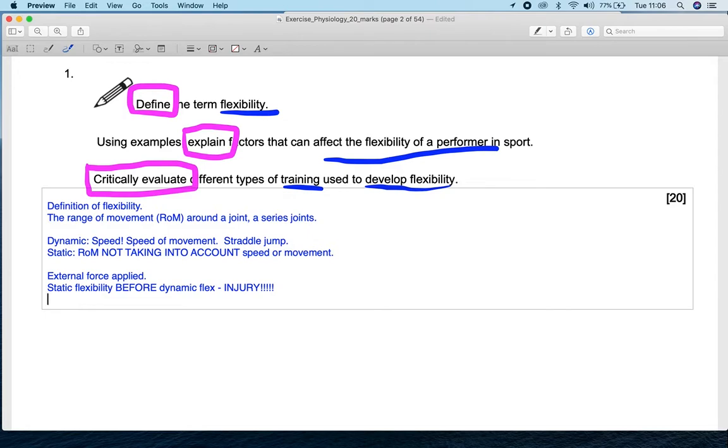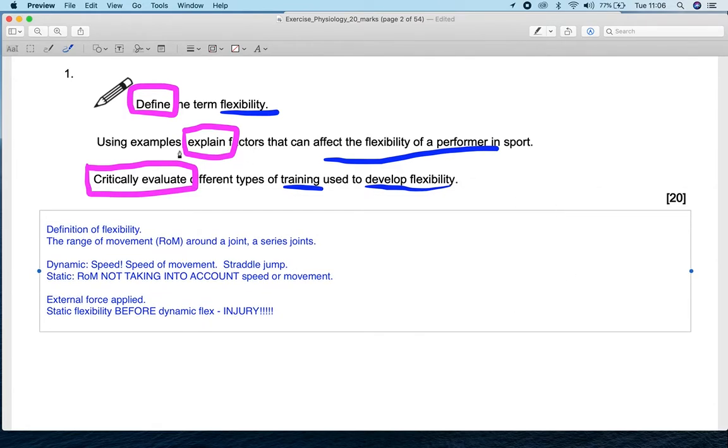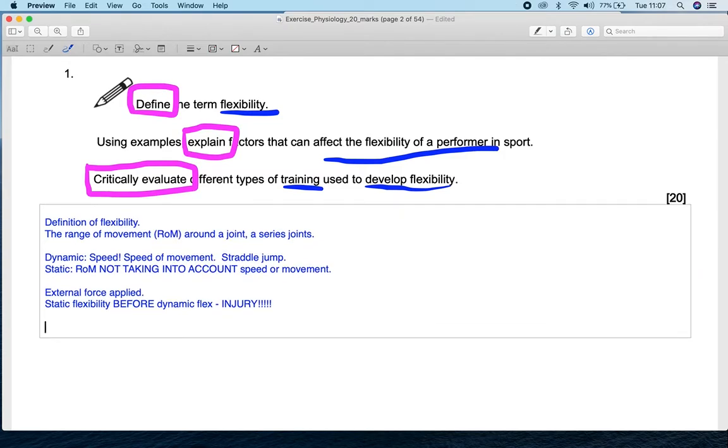All right, we've defined the term flexibility. We have, let me just move this down slightly, we have broken it down into the dynamic and the static. So we're not just talking about one, so we're able to access the full marks on this section. All right, so second part, we need to explain.